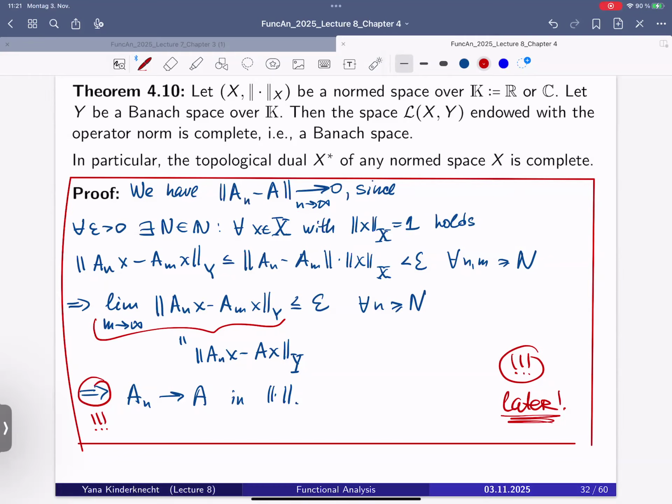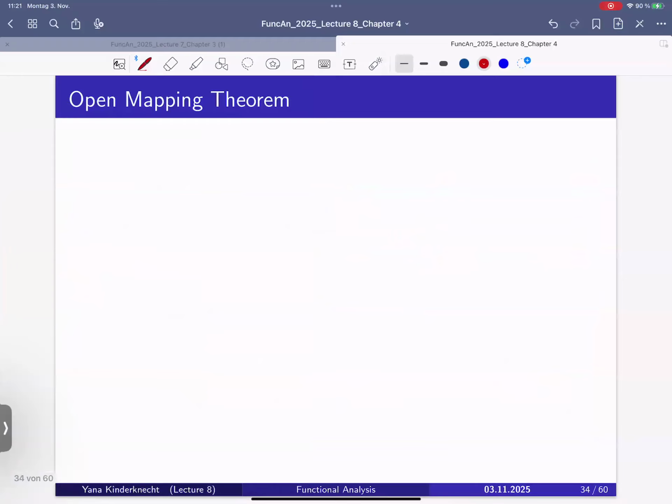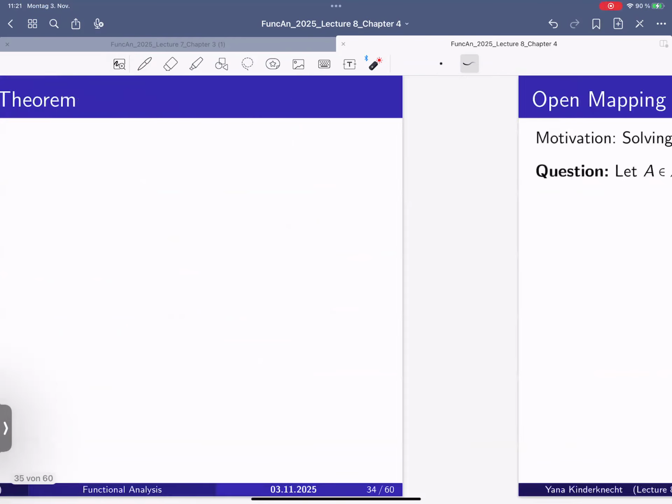Actually, so far we have finished the basic properties of linear operators. Now there are some, so to say, big theorems about more advanced properties of linear operators. And one of these is the so-called open mapping theorem. So let us discuss this theorem today. We don't have that much time, but nevertheless let us discuss it somehow. So what is it all about?